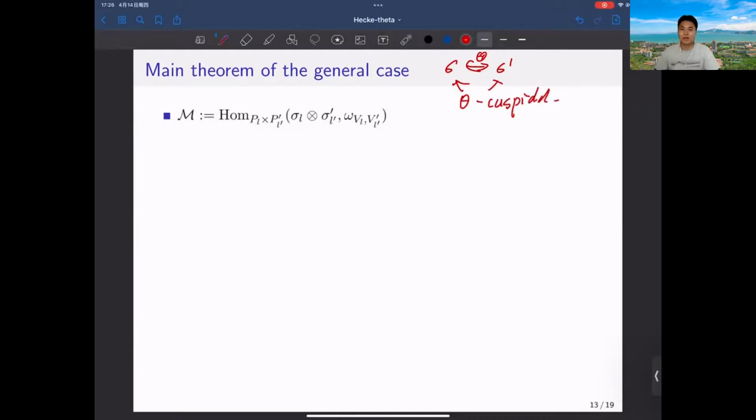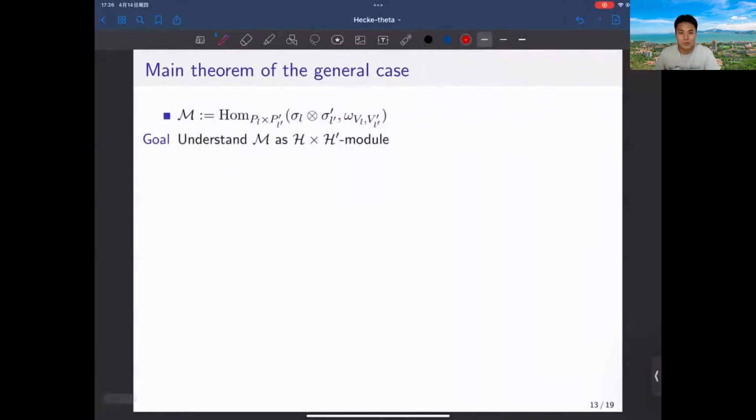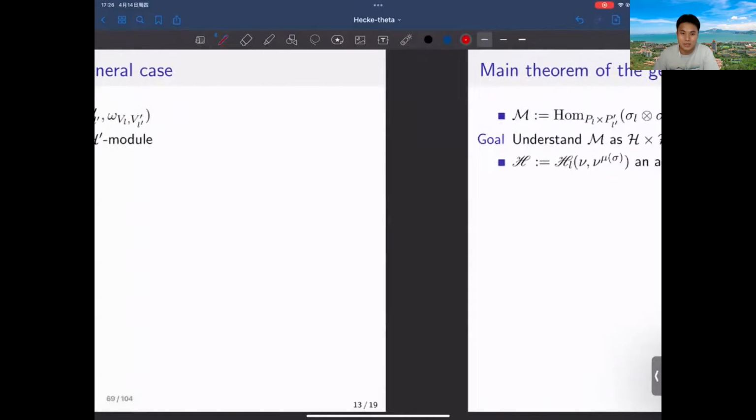Okay, so then it's a result by observation by AMR, that theta correspondence only relevant to the representation occurs in induction of sigma L and sigma L prime. Okay. So the goal is to understand the Hecke algebra module structure of this multiplicity space. If you know the structure, then you will be able to figure out the theta correspondence.